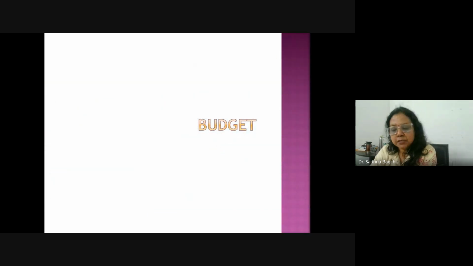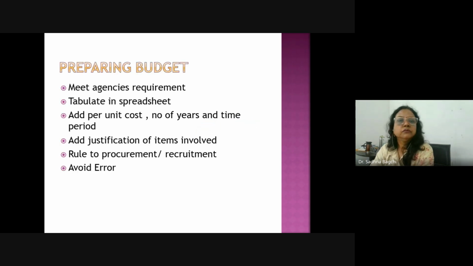Now come to the budget, because we are moving toward the last segment of the funding project, which is a very essential part. I already talked about these things. Now we are moving toward how to prepare the budget. Preparing a budget: meet agency requirements, tabulate in a spreadsheet, add forecast needs, number of years and time period, add justification of items involved, rules of procurement and the requirements, if any are involved in your project.